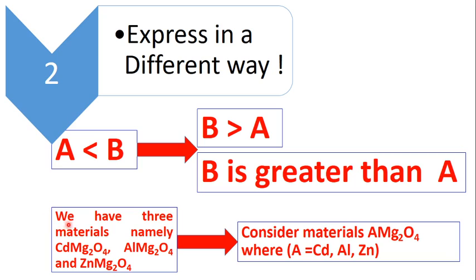Also, another example: we have 3 materials, namely cadmium, aluminium and zinc based oxides. So we can write them as: consider materials AMg2O4, where A equals Cd, aluminium and zinc. So these are examples that show that you can express in a different way.